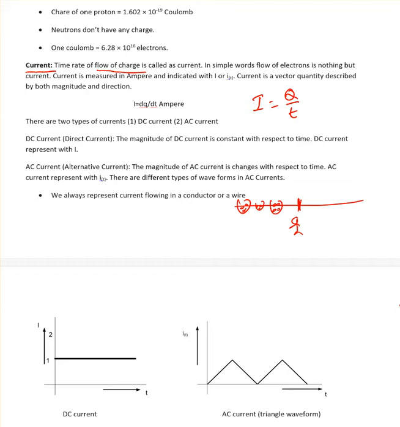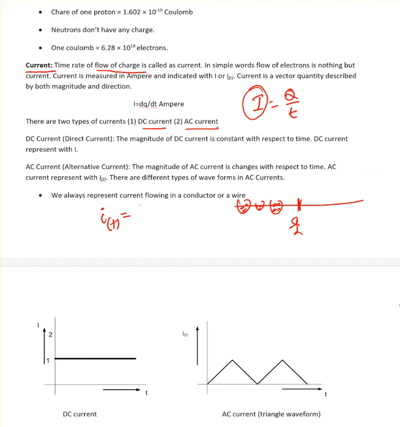Now, as I mentioned, there are two types of currents. One is DC current, another one is AC current. DC we always indicate with capital letter. AC we always indicate with small letter, I of t, because it's a time dependent quantity. So DC is direct current. Magnitude does not change with respect to time. AC always changes with respect to time.